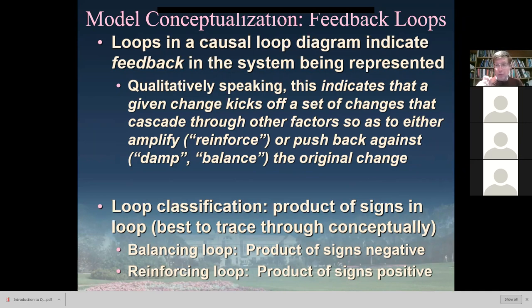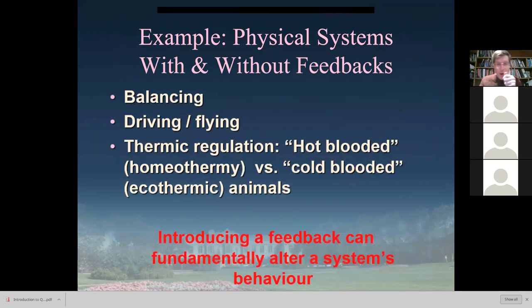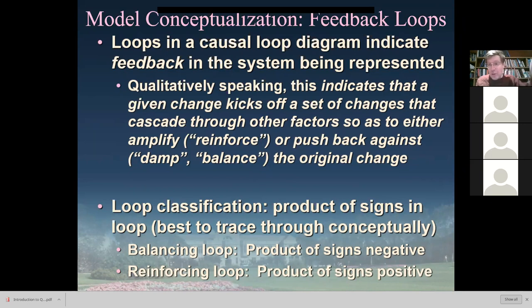Causal loop diagrams carry over to formal quantitative diagrams within system dynamics, which prize the representation of feedback, because feedback is front and center when it comes to system dynamics modeling. And basically it's characterizing these situations where a given change in the system kicks off a series of changes, a cascade of changes that either amplify that original change or push back against it, okay?